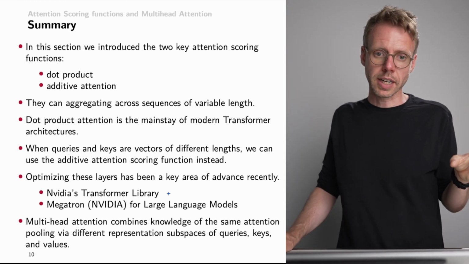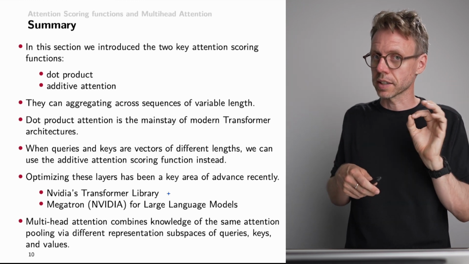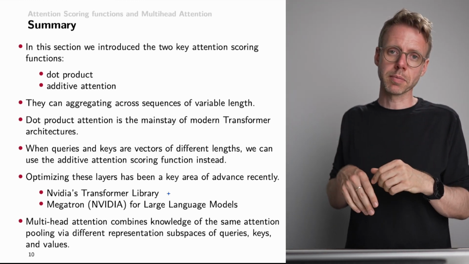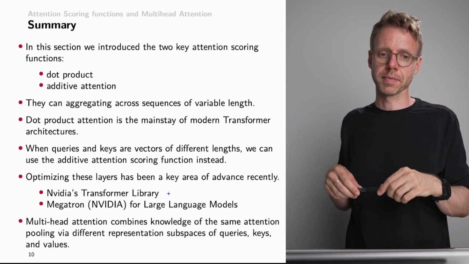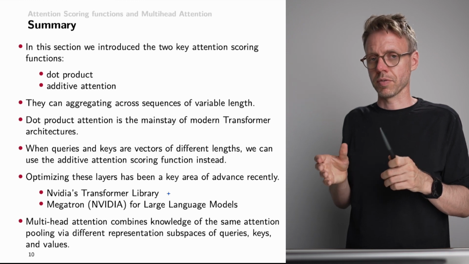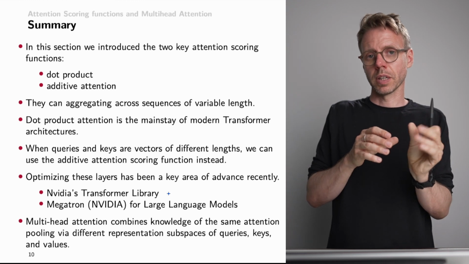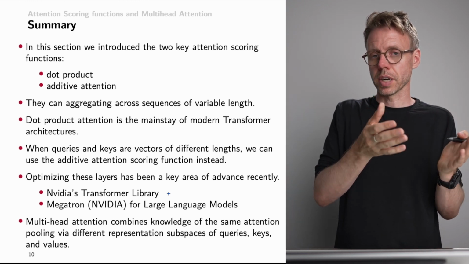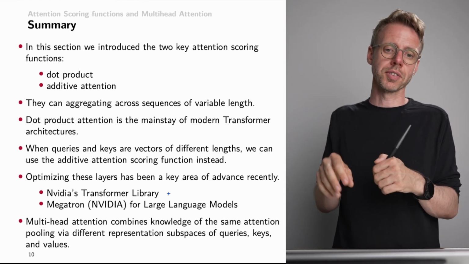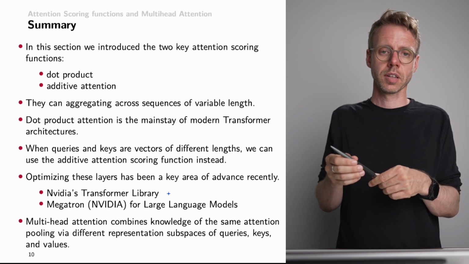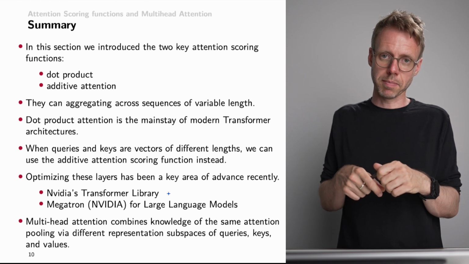The dot product is computed very efficiently, and it's actually also the main building block of modern transformer architectures that we will learn more about later. And we have seen that using an adapter matrix, we can compute the dot product attention for queries and keys of different length, or we can just revert to additive attention that doesn't require a dot product of two vectors that have the same length.